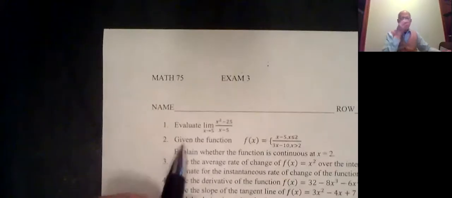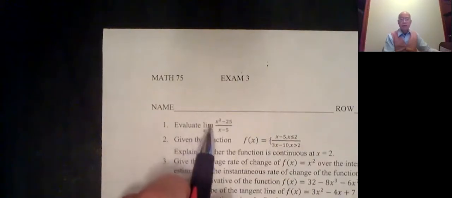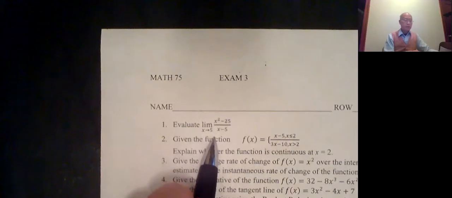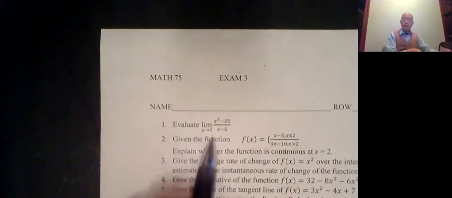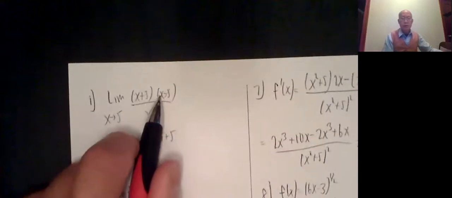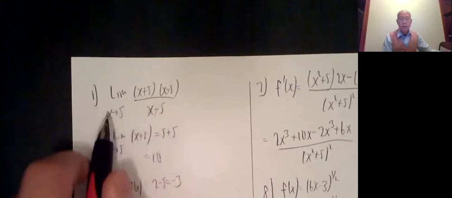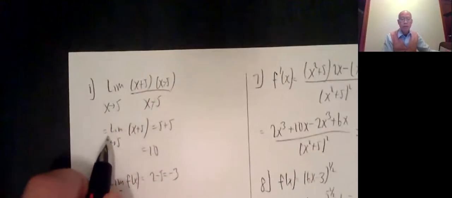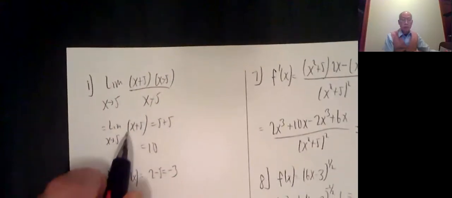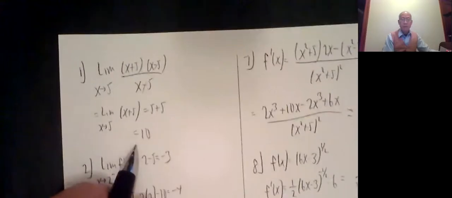Number 1, limit as x approaches 5 of x squared minus 25 over x minus 5. First thing you want to do is factor the numerator. The numerator factors into x plus 5, x minus 5, and then very conveniently you can cancel these out. So then you can plug in. So limit as x approaches 5 of x plus 5. Plug in 5, you have 5 plus 5, so the answer is 10.